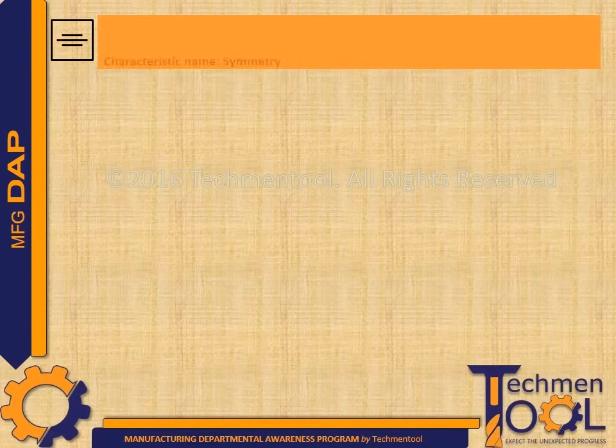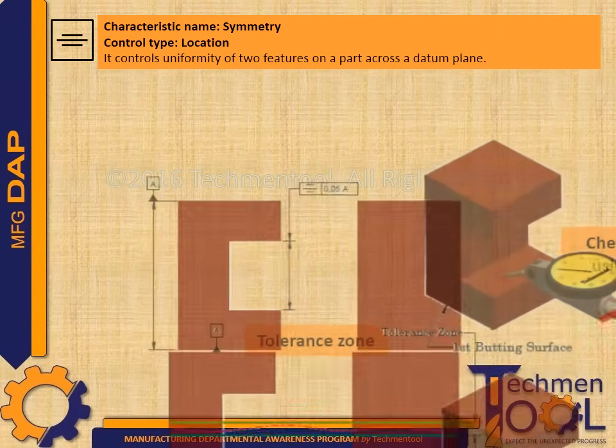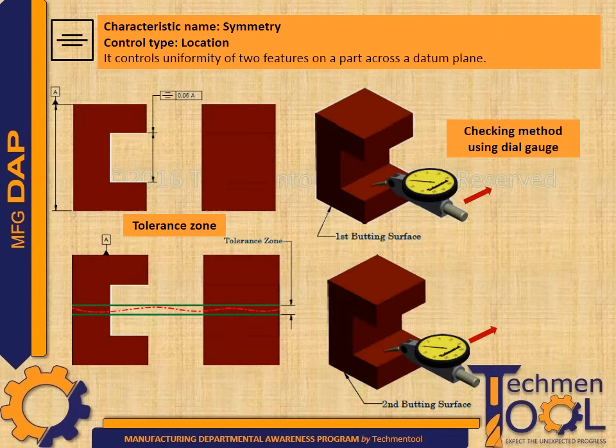Let us go through symmetry characteristic. Its control category is location type and it controls uniformity of two features on a part across a datum plane. In the given example, the tolerance zone of 0.05 of the feature will be measured with respect to datum A using a dial gauge by moving its lever plunger on the surface of the feature, which is first placed on one surface, then another, as shown in the picture. And deflection of the dial gives the actual symmetry value with respect to A. That value should be within the tolerance zone.